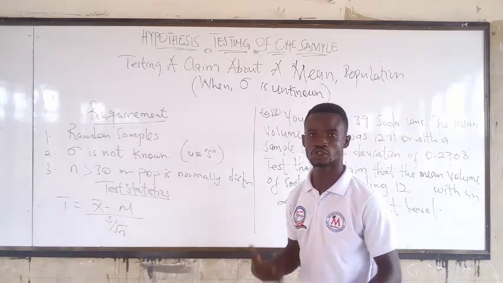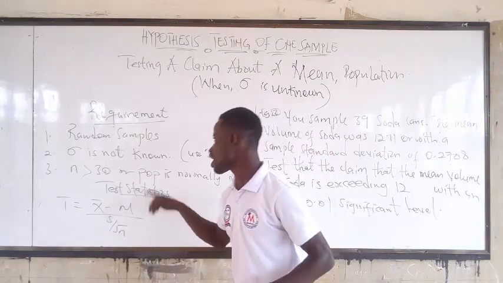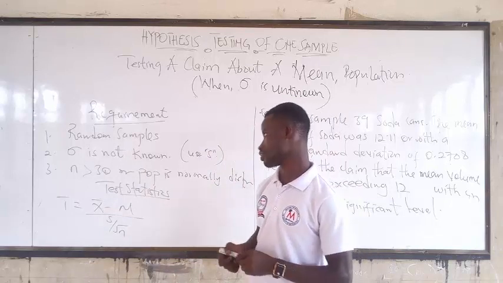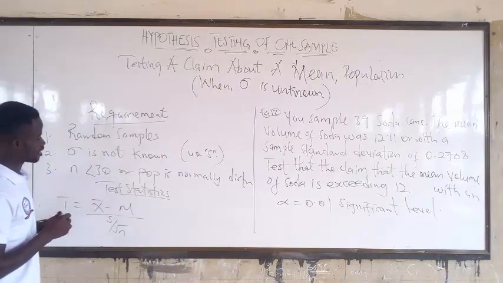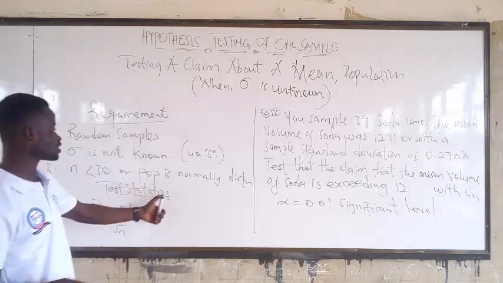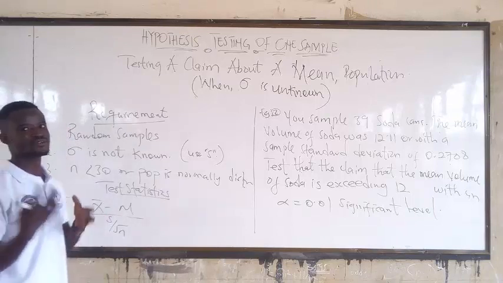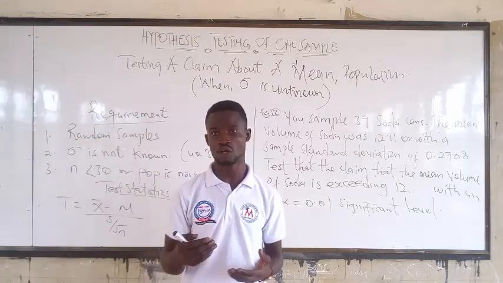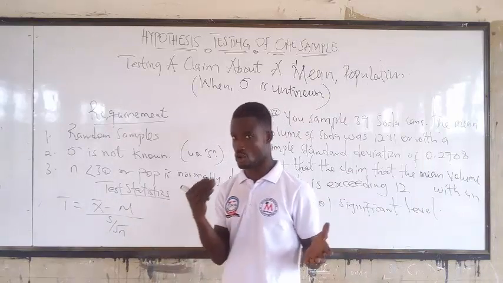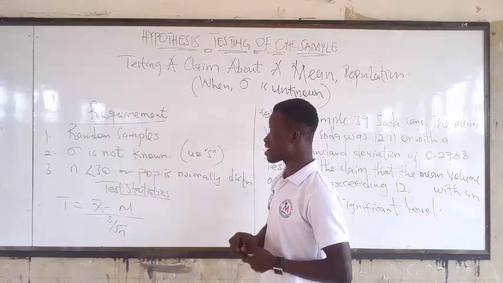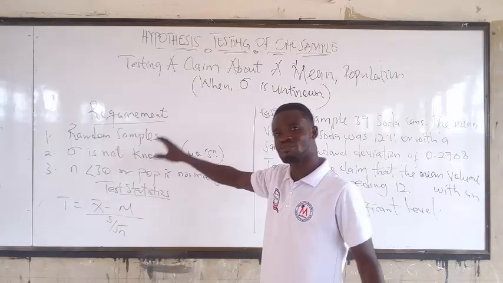In the question, you should be expecting something like the sample standard deviation. And also your n is less than 30, or the population is normally distributed. But it doesn't depend on the n being a small sample, because once the population standard deviation is unknown, it doesn't matter.